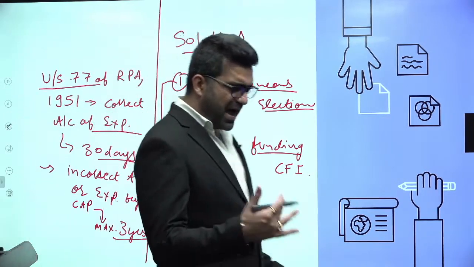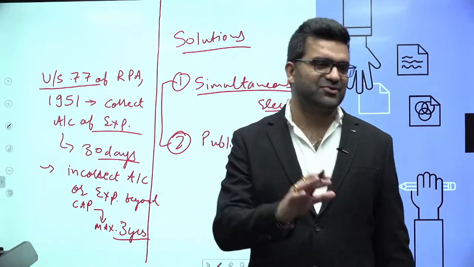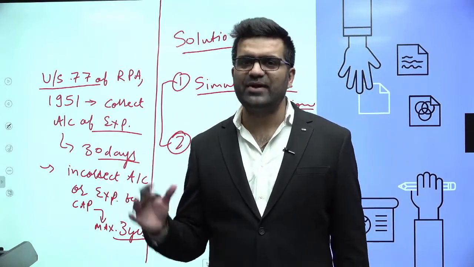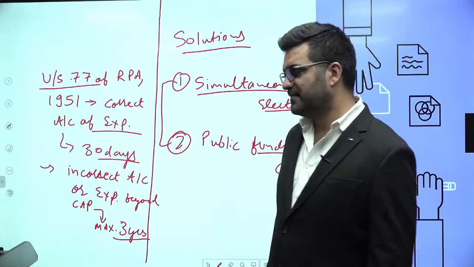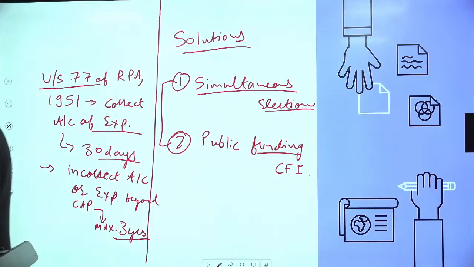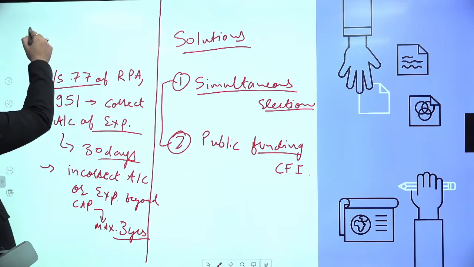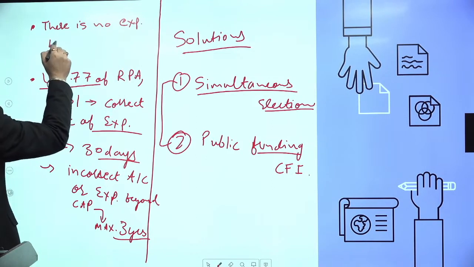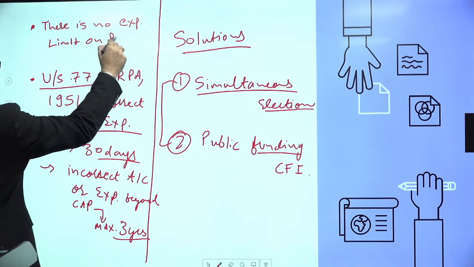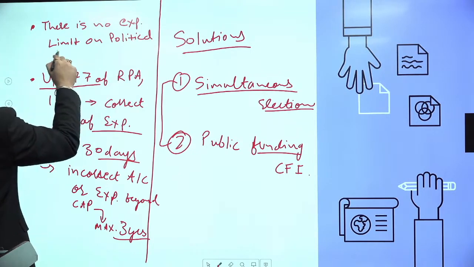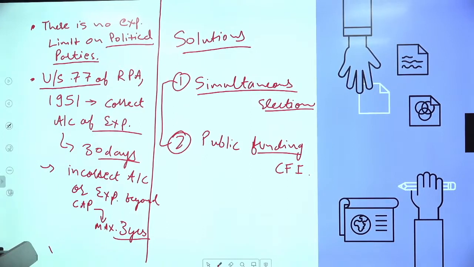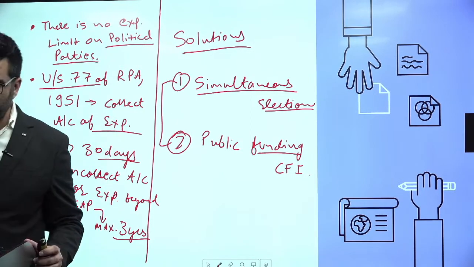ठीक है, अब एक आयरनिकल चीज है, थोड़ा सा बात को समझना. थोड़ा सा असमंजस की स्थिति है, आयरनिकल है कि there is no expenditure limit on political parties. ठीक है, पॉलिटिकल पार्टी के ऊपर कोई लिमिट नहीं है.